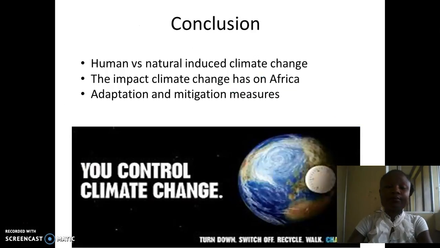And then to sum up, this talk basically covered human versus natural induced activities contributing to climate change, the impact climate change has in South Africa and Africa as a continent, as well as how we can adapt and at the same time mitigate, or the measures that we can take in order to adapt to or mitigate our contribution to climate change. And at last, you have to know this: you control climate change. Turn down, switch off, recycle, walk, and change.